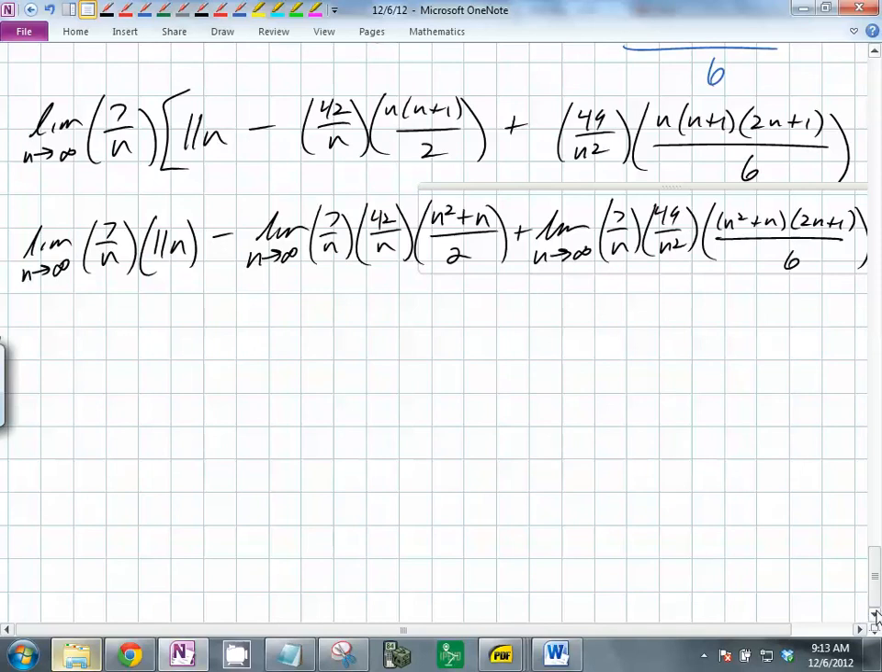Look what happens in the first one. What's 7 over n times 11n? This is the limit as n goes to infinity of 77. So what's that equal?